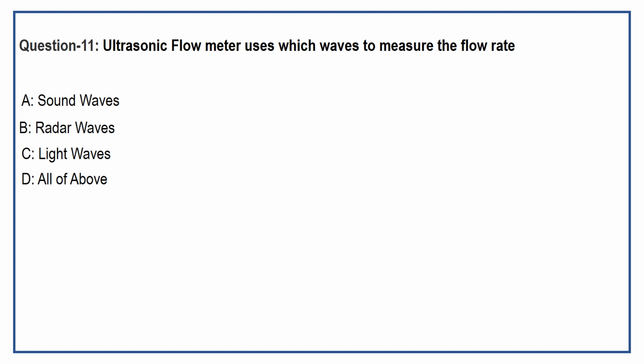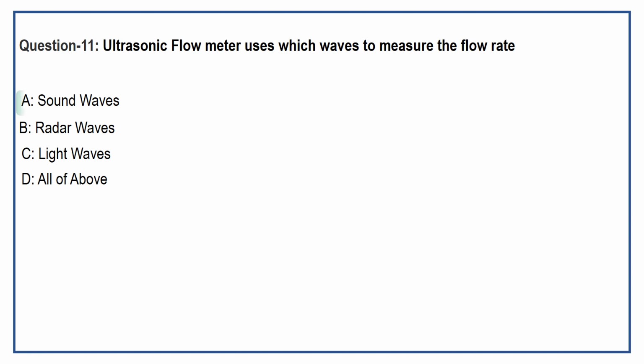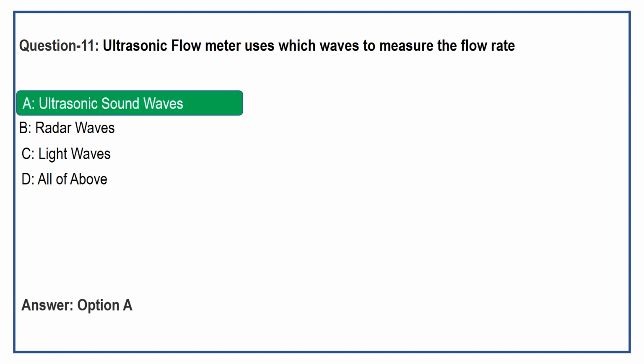The next question is, the ultrasonic flow meter uses which waves to measure the flow rate? Let's see the options. Option A, sound waves. Option B, radar waves. Option C, light waves. Or option D, all of these. The correct answer of this question is option A, sound waves. Yes friends, the ultrasonic flow meter uses ultrasonic sound waves to measure the flow rate of the fluids.